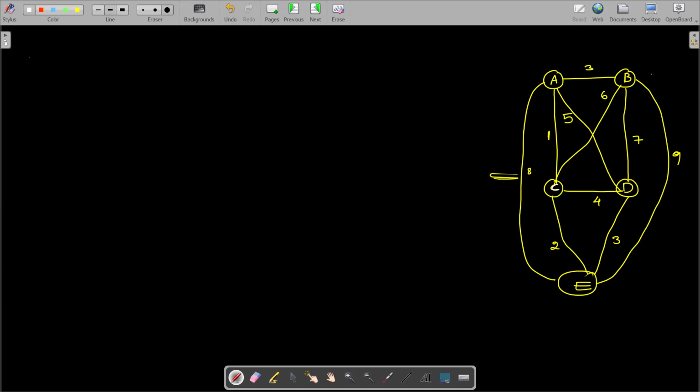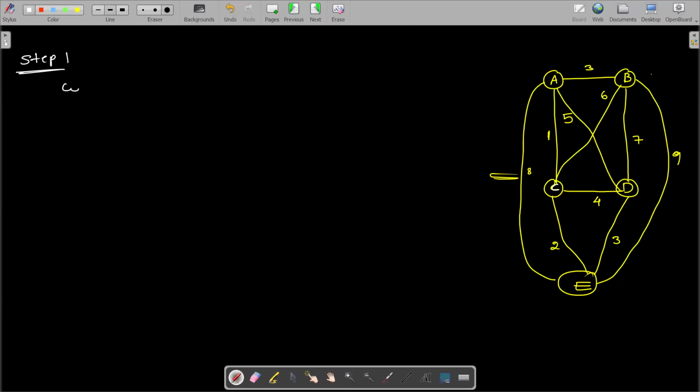Now what we have to find? Step 1. Please observe here, I'm talking about step 1. What we have to find out? We have to compute the lower bound. For this particular graph, generally what we have to compute? We have to compute the lower bound.